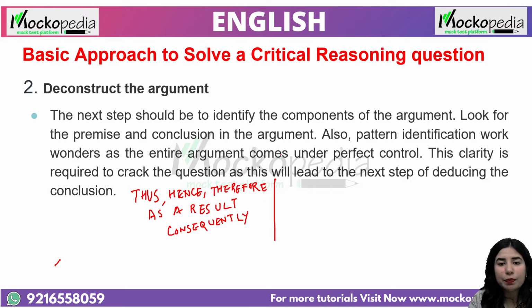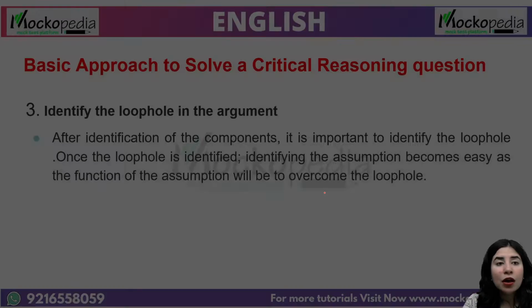And when we look for premise indicators, we might have since, because, acting as premise indicators for the argument. So look for these clues so that your job becomes easy to identify conclusion and the premise. So this would be the second step where we will deconstruct the argument.